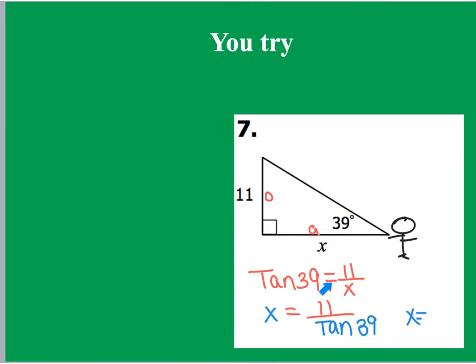Tangent of 39 is equal to 11 over x. We'll want to get x by itself. So what we do is we multiply both sides by x, and we divide both sides by tangent of 39, and we get 11, which stays at the top, divided by tangent of 39. Put that in your calculator, and voila, you should get that x is equal to 13.58. And this is a side, not an angle.